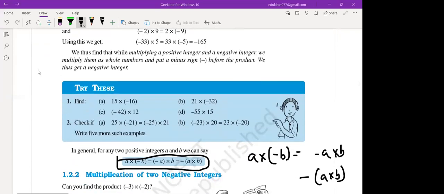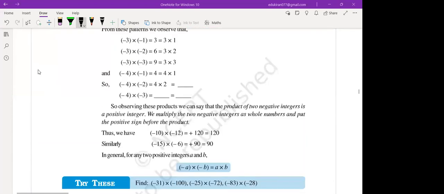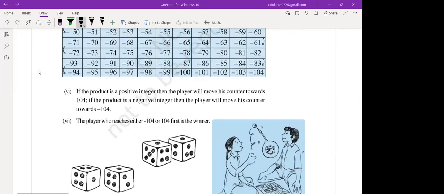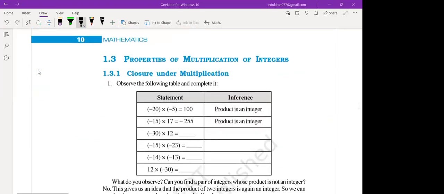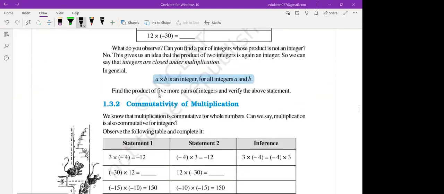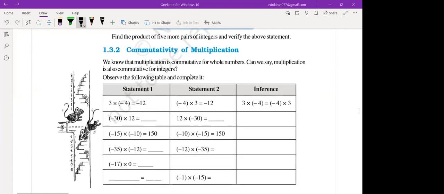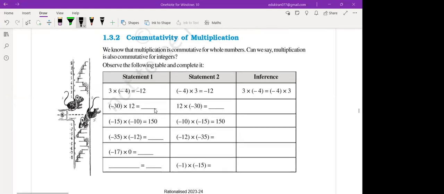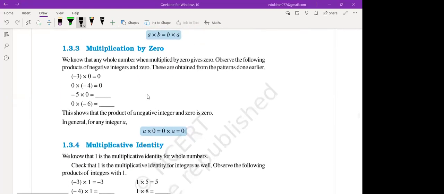Now let's move to the next question. This I already told you, right? Closure property of multiplication. Is closure property applicable when you multiply? Yes or no? Yes, ma'am. And when you multiply the integers, is commutative property applicable? Yes, ma'am. Okay. Then multiplication by 0. If you multiply any number with 0, what do you get? Zero.